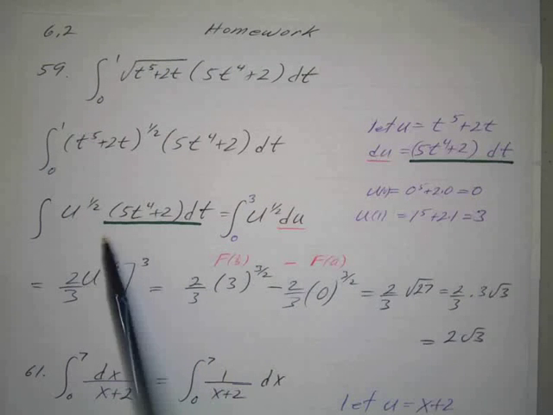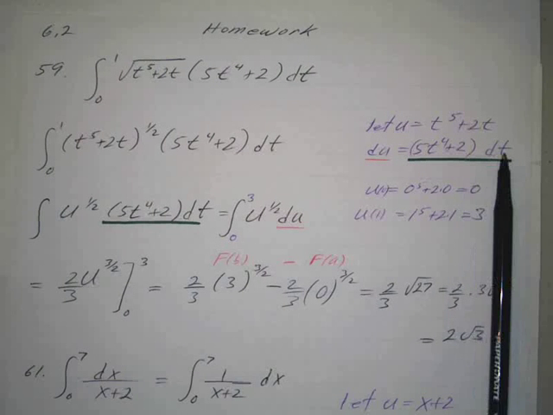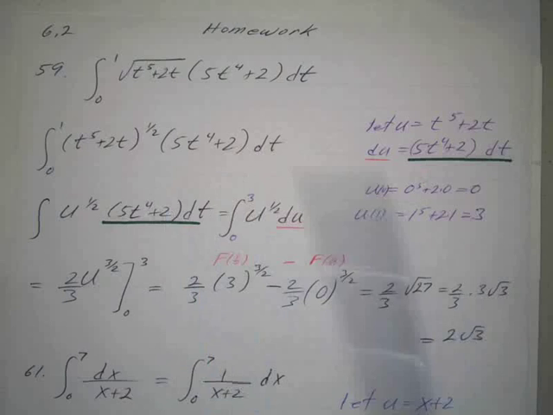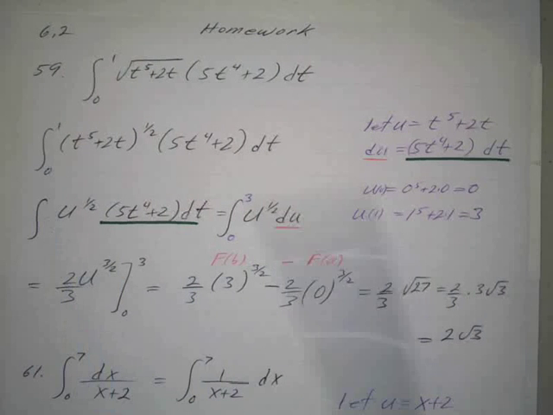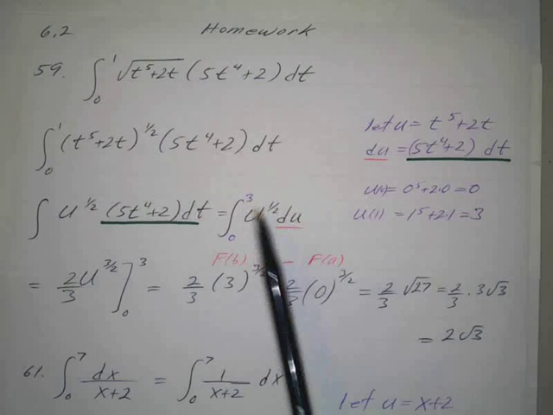And I've got to get this in terms of u. So first of all, I'll take the derivative of this, which is going to be 5t to the 4th plus 2 dt. It looks like I've got a match right there. So that's matched up, so this becomes du. So I'm in real good shape. I just have to find my values at u.